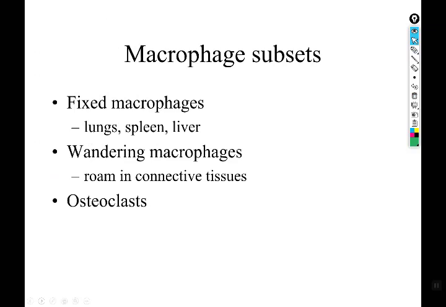So after the monocytes migrate out of the tissue, they become macrophages. And you can broadly divide these into two categories. So the fixed macrophages basically stay put. It doesn't necessarily mean they stay put in one place forever, but rather they are sort of going to stick to the organ that they end up in.